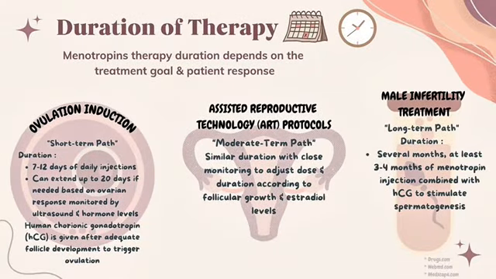Therapy length depends on your response and treatment goal. Ovulation induction may last up to 20 days. ART follows your cycle closely. Male infertility therapy takes a few months. Regular monitoring is important to avoid overstimulation or complications.